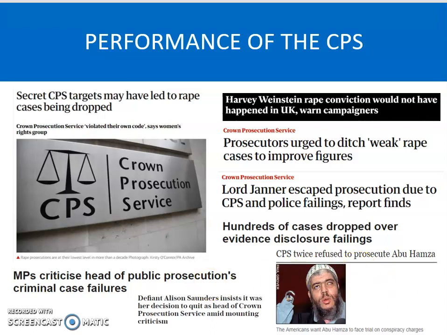In 2017 and 18, the CPS came under serious fire, as you can see here in this headline. They were accused of having secret targets, which led to rape cases being dropped. Newspapers reported the fact that the CPS had an unofficial policy for prosecutors to have a, quote, level of ambition of achieving a 60% conviction rate in rape cases, which encouraged them to drop cases that didn't have a really high chance of conviction.